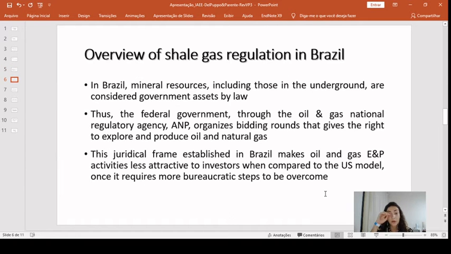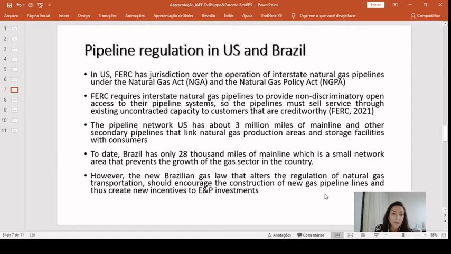Overview of shale gas regulation in Brazil. In Brazil, mineral resources, including those in the underground, are under government control by law. Thus, the federal government, through the Oil and Gas National Regulatory Agency, ANP, organizes bid rounds that give the right to explore and produce oil and gas. The juridical framework established in Brazil makes oil and gas E&P activities less attractive to investors compared to the US model, since it requires more bureaucratic steps to be overcome.